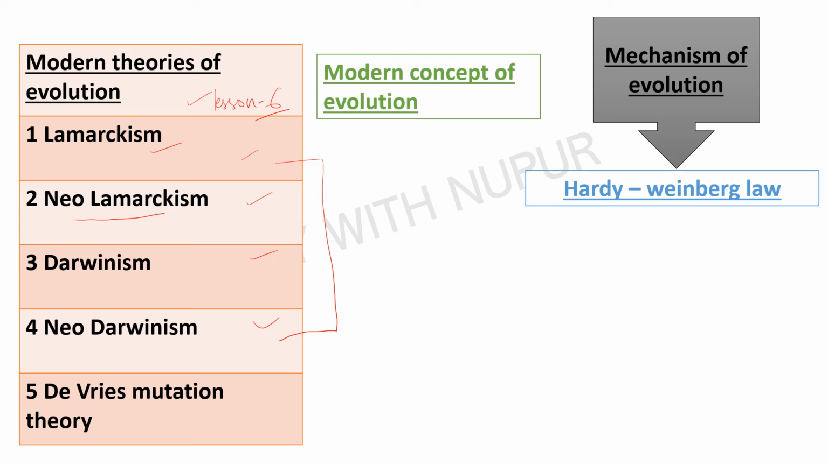Similarly, we'll be studying Darwinism. I'll be defining and explaining it to you. We'll study the evidences in support of Darwinism, its criticism, and the arrival of Neo-Darwinism. Then, in lesson number 7, we'll be studying the mutation theory, the De Vries mutation theory, given by Hugo De Vries. Then we'll study the modern concept of evolution and mechanism of evolution. In mechanism of evolution, we are going to study the Hardy-Weinberg law and its significance. It's very important from your entrance exam point of view and CBSE also, because majorly, questions are asked from this concept only.